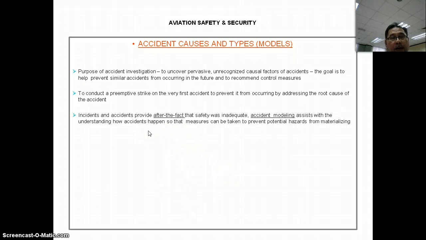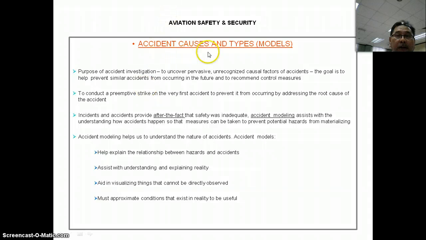The next topic is very interesting: the accident causes and types. There are so many models that one can use in order to describe the accident or the cause of the accident. We are looking at a model. The purpose of accident investigation is to uncover pervasive, unrecognized causal factors of accidents. The goal is to help prevent similar accidents from occurring in the future and to recommend control measures. Two is to conduct a preemptive strike on the very first accident to prevent it from occurring by addressing the root cause of the accident.